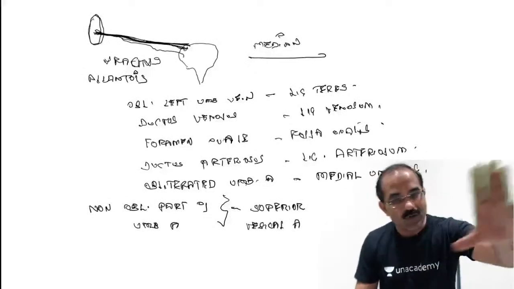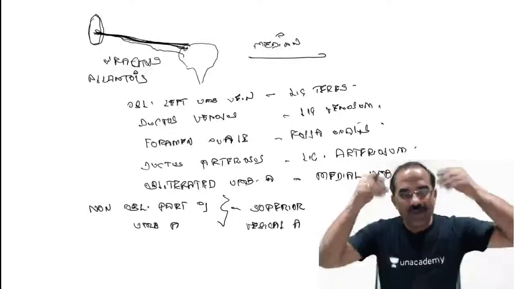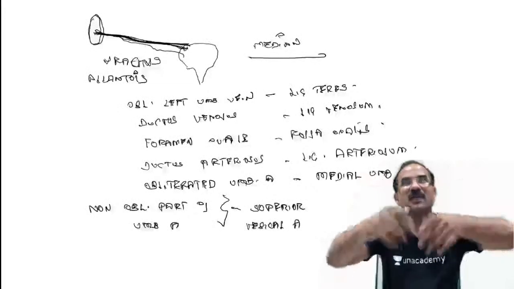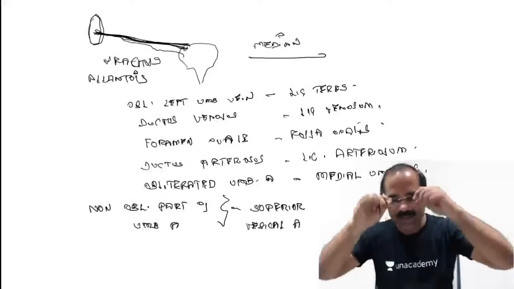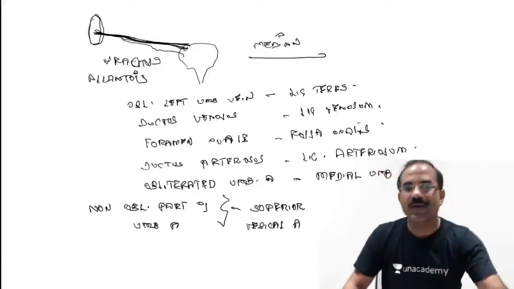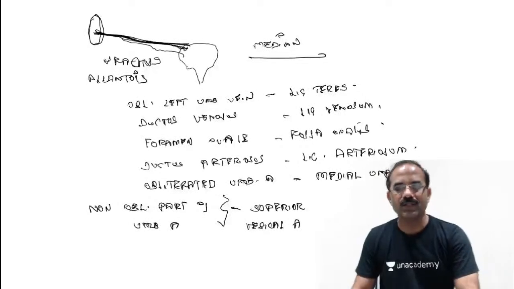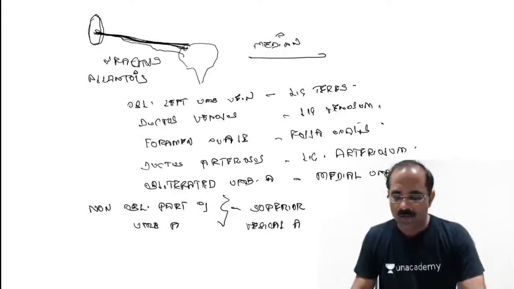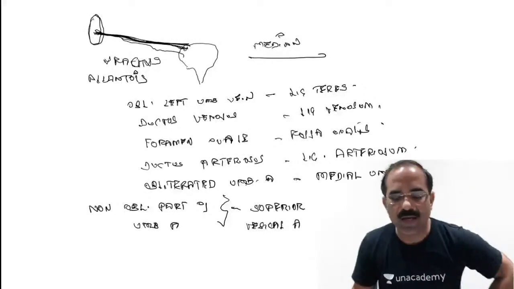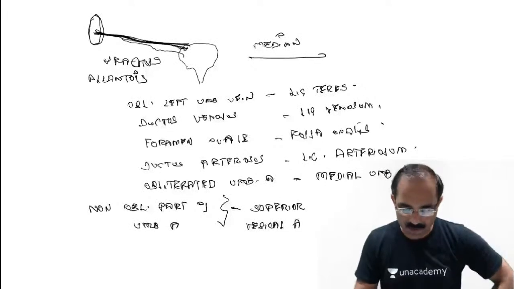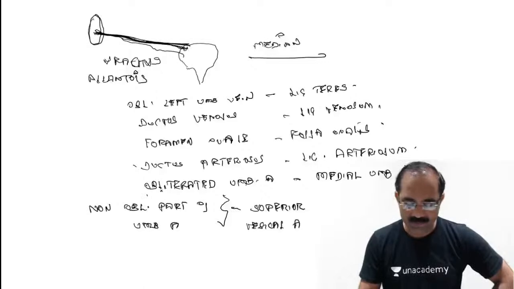If this does not obliterate, the child will be passing urine through the umbilicus, and this is what we call a weeping umbilicus, or a urinary fistula. So what is a weeping umbilicus? It is due to persistence of urachus or allantois. This is very important.